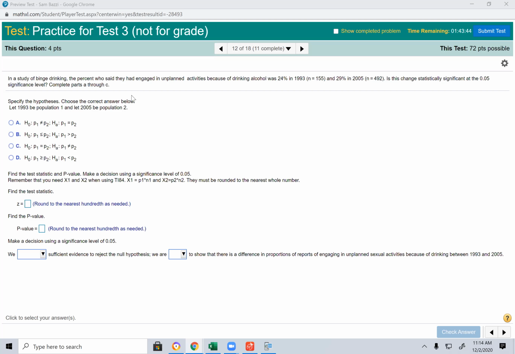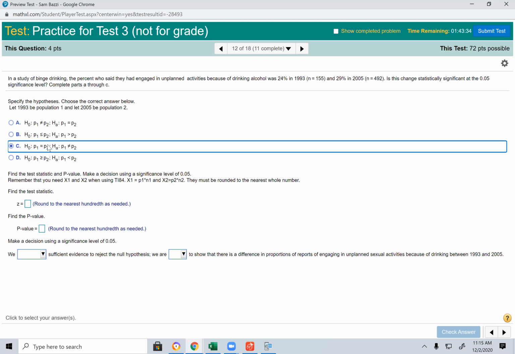Change, he's asking about the change, guys, if there is a change. So he didn't say greater or less. So you know H1, H0, it's going to be P1 equals P2 and P1 not equal to P2. Find the test statistic and the p-value, make a decision using a significance level of 0.05.